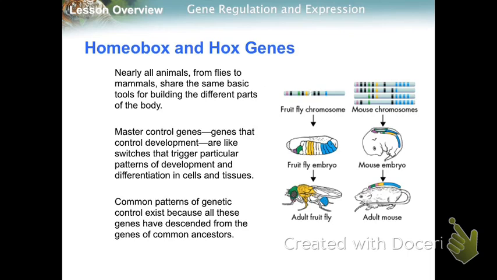Nearly all animals, from flies to mammals, share that same basic tool. The master control genes that control development are switches that trigger differentiation in different cells and tissues. These common patterns exist because all these genes have descended from the genes of common ancestors, which we'll explore in a couple of chapters.